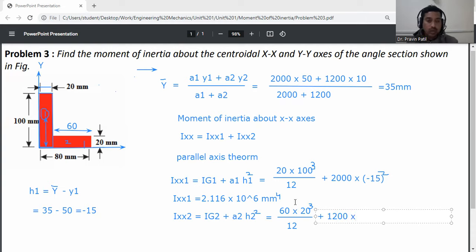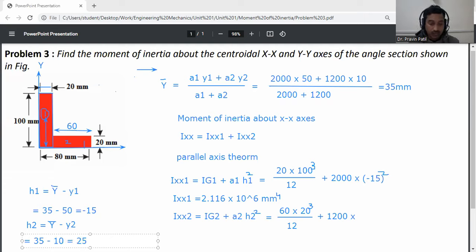1200 into H2. H2 is equal to y bar minus y2. So y bar is 35 and y2 is 10 mm. This one is 25 mm. So H squared is 25 squared. Now from this relation we get the Ixx2 value.